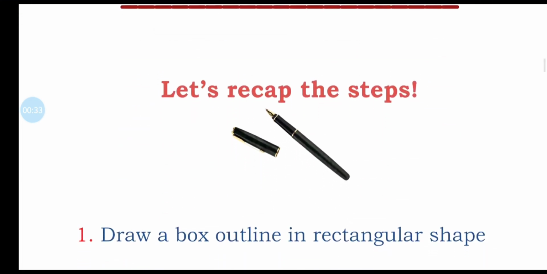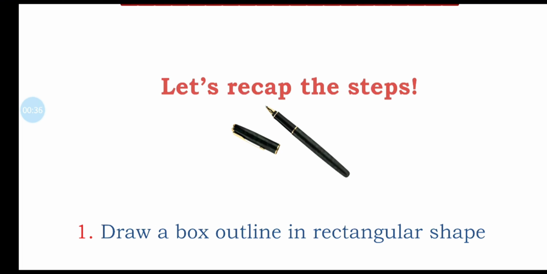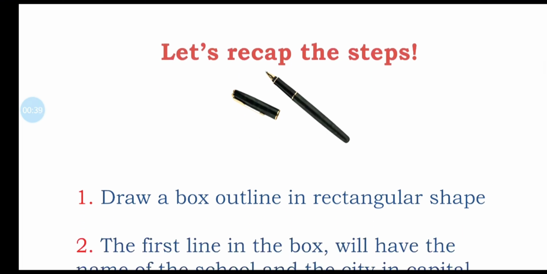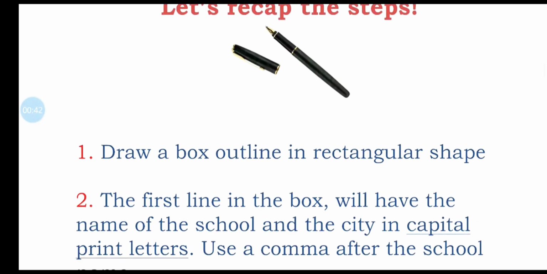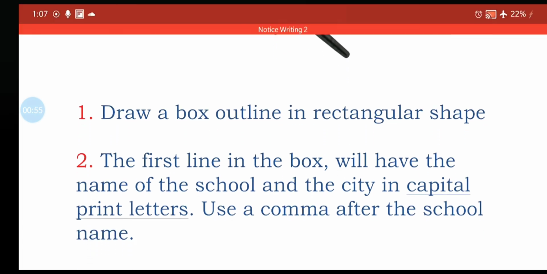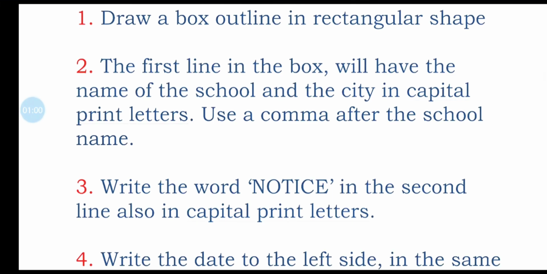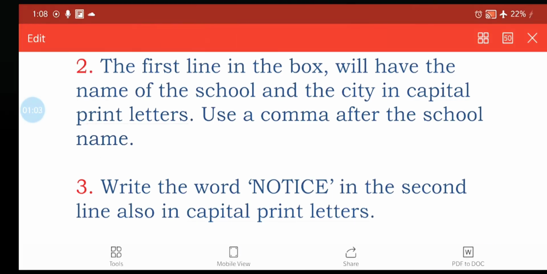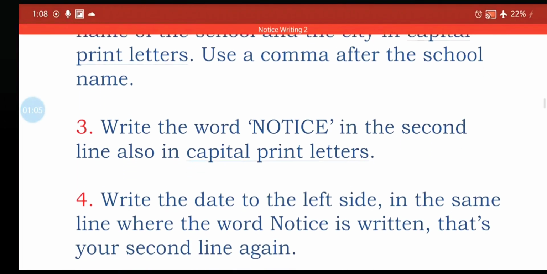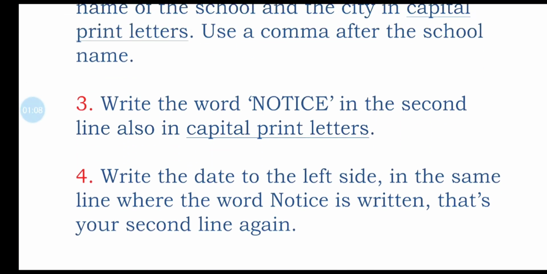The first one, of course, is draw a box outline in rectangular shape. Second, the first line in the box will have the name of the school and the city in capital print letters. Use a comma after the school name. The third point is write the word notice in the second line, also in capital print letters. And the fourth step is write the date to the left side in the same line where the word notice is written. That's your second line again. So point number 3 and 4 are in the second line.